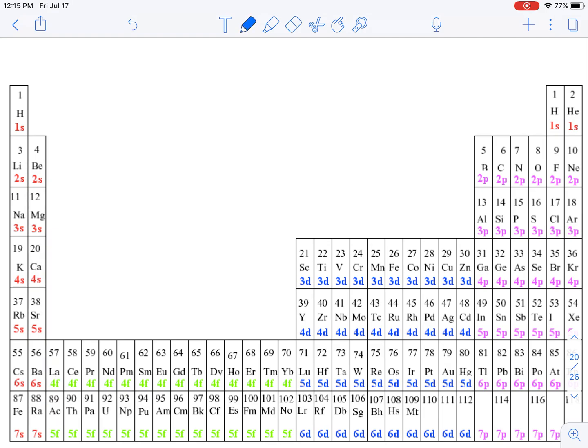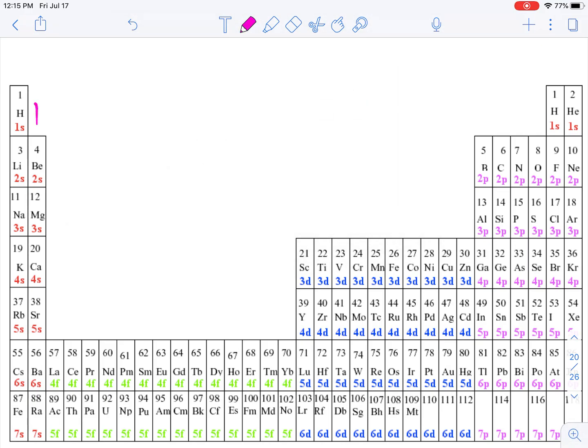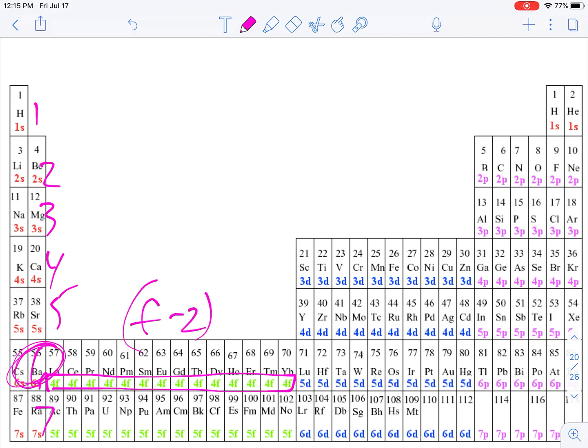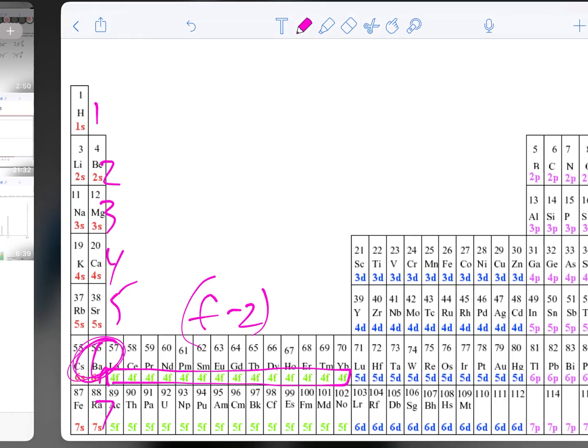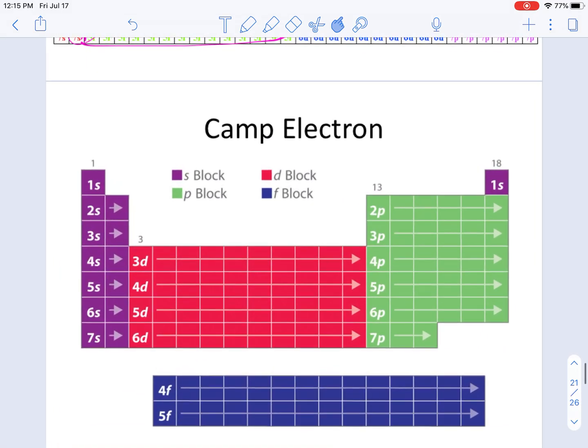Similarly, the F subshells are going to end up being 2 less than the rows that they are in. So check this out. We're in row 1, 2, 3, 4, 5, 6, and 7, but you'll notice the first Fs that we experience are the 4 Fs, but they are in the 6th row, so the Fs are always 2 less than they should be. So these here are your 5 Fs, but they are in the 7th row. 7 minus 2 is your 5.